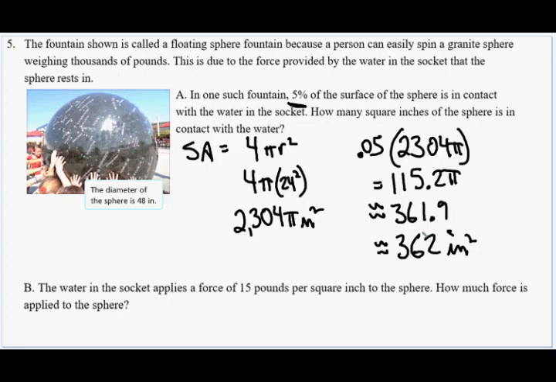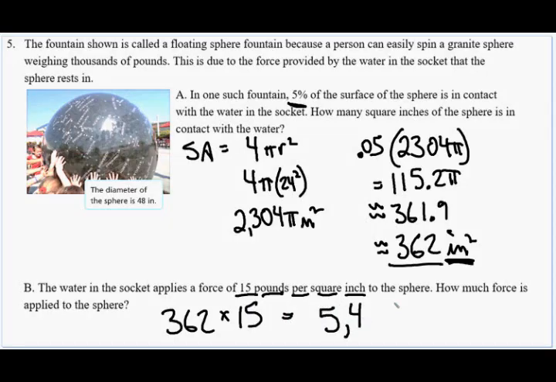Now, the last one's pretty easy. The water in the socket applies a force of 15 pounds per square inch. Well, this is how many inches squared we have. So we're going to multiply our 362 times 15. And my calculator tells me that is about 5,428.7 pounds.